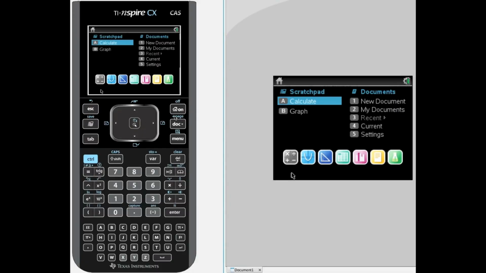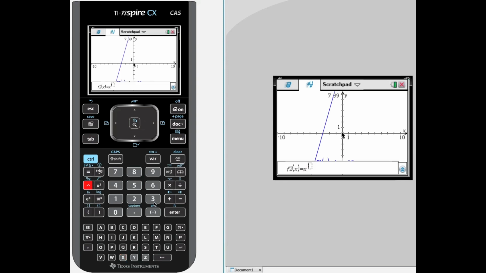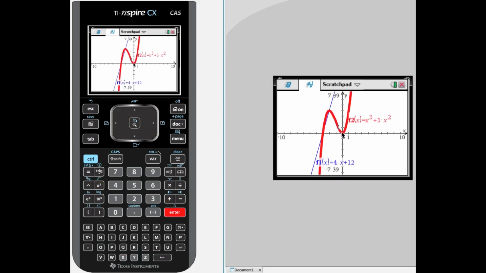CAS, and I'm going to do this the same way so you could manage it with a TI-83 or TI-84. We're going to go to Scratchpad, get the graphing up. We already have the entry window open. One of our graphs was 4x plus 12. Hit enter. Hit the tab button again to open up that entry line, and we have x cubed, arrow over to get to the exponent, plus 3x squared. Enter. Alright, well I can't see the intersection of these two graphs.